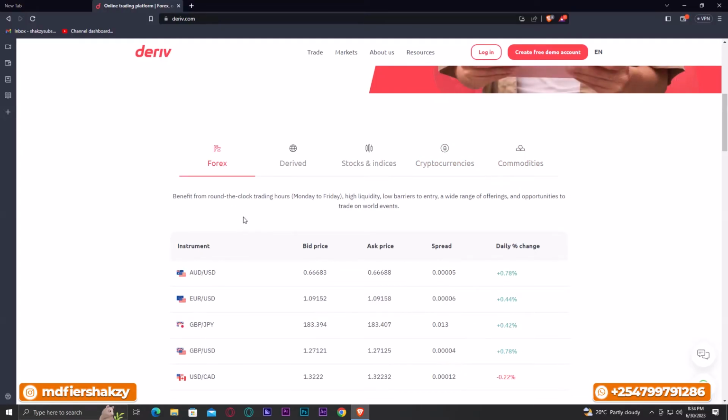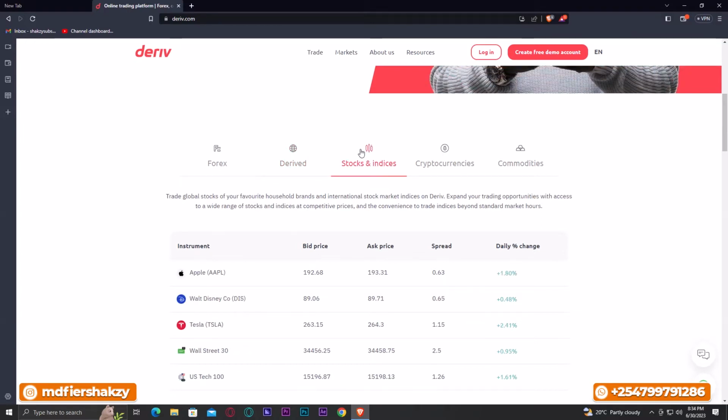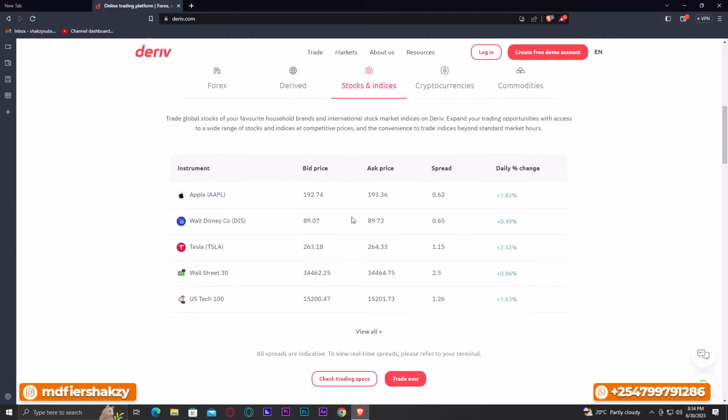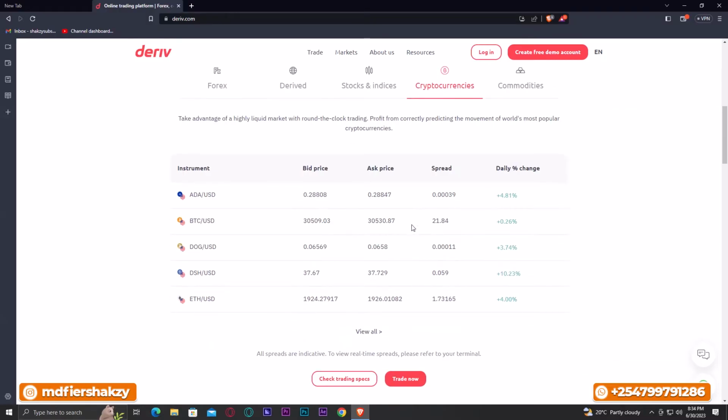Forex, we all know that forex is foreign exchange, and it is a market that is open from Monday to Friday, and on the weekends it is closed. Then with derived, you can trade jump indices, crash, volatilities. And then stocks and indices, the bidding prices and asking prices of the Apple stocks. When you talk about stocks, when I tell you about Safaricom stocks, it is all about buying and selling of stocks. Then you have cryptocurrencies for people who are into crypto. You can also do your trading here.